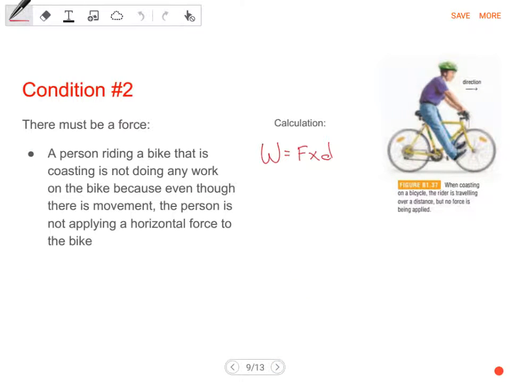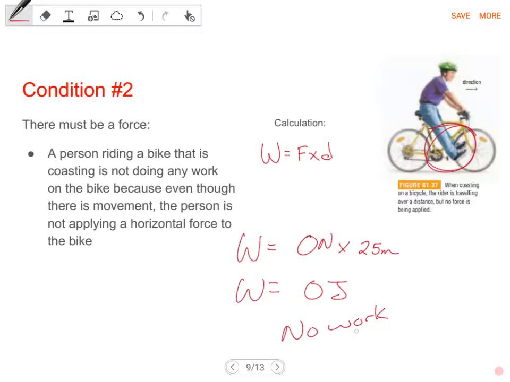The second category is when you're going over a distance, but you have no force. In this situation, the person is riding the bike, but they're gliding. So let's pretend that the bike in this case moves, we'll say 25 meters. But for the last 25 meters, the person has been gliding. They have not been applying any force to the pedals. Again, in this case, your force is 0 newtons. So even mathematically here, we have 0 joules, which means no work completed.